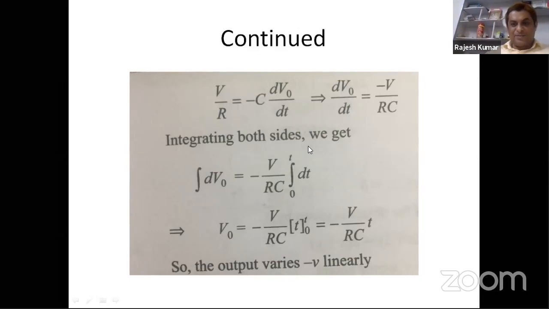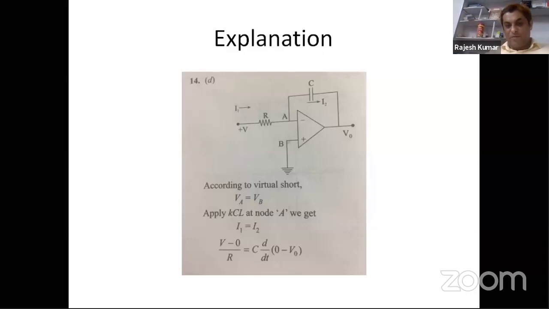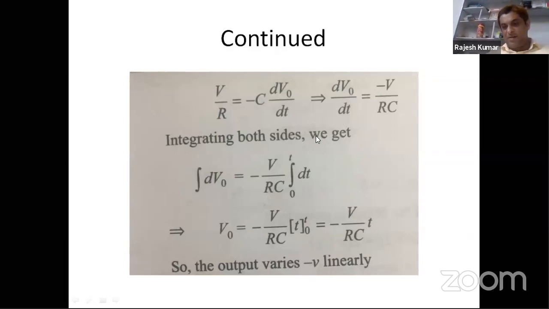Integrate both sides. You have to keep in mind that this V is a constant, because you are applying a constant voltage here, plus V volt. So you have to keep it out of the integration. Ultimately, it will be equal to minus V by RC times the integral of dt, and V naught will be equal to minus V by RC times t, running from 0 to t.